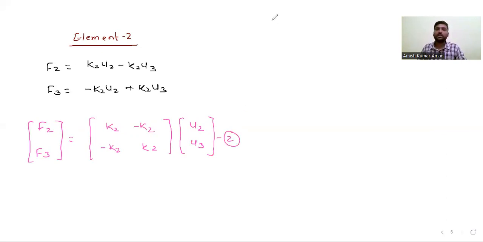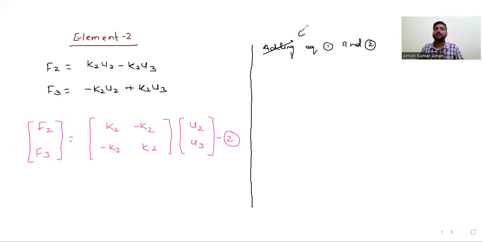Now from equation number 1 and 2, if you combine equation number 1 and 2, what are we going to get? Adding equation 1 and 2, or rather we can say combining, anything you can say, combining equation 1 and 2 or adding equation 1 and 2. What we are going to get? Total forces are F1, F2 and F3, right? So we will write F1, F2, F3.